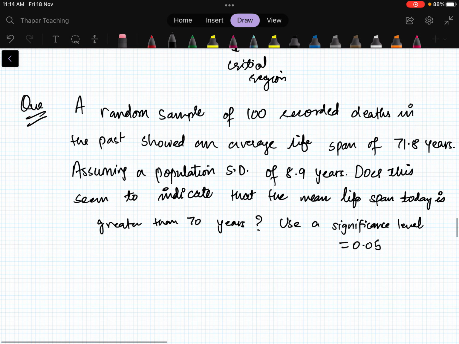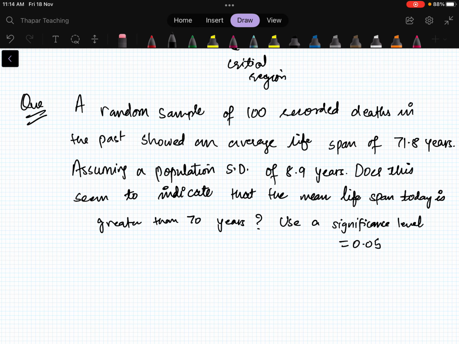So let us look at one problem. A random sample of 100 recorded deaths in the past showed an average lifespan of 71.8 years. So you have sample data from 100 people who died, and the average lifespan for them is 71.8 years. The population standard deviation is given, that is 8.9 years. Does this seem to indicate that the mean lifespan today is greater than 70 years? Use the significance level of 0.05. So let us see how we are going to do this problem.